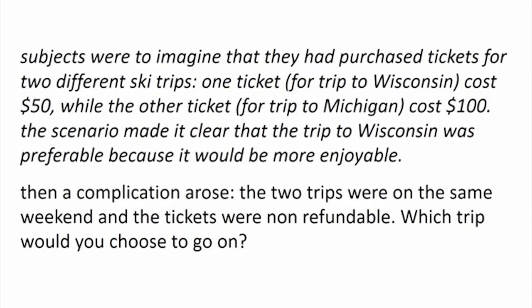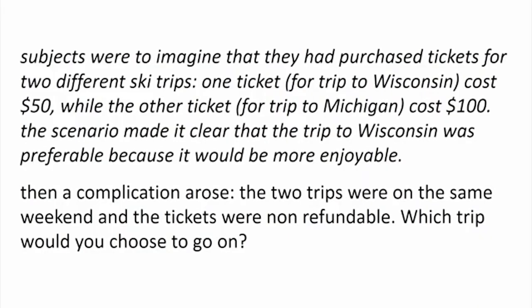So, basically there are 2 trips that you buy a ticket to, both ski trips. One is to Wisconsin and the other is to Michigan. The cost of the Wisconsin ticket is $50, the cost of the Michigan ticket is $100. Both are ski trips, but this information is provided to you that the Wisconsin trip is more desirable, it is more fun, and so it is more preferable. So, now you have decided to go to both the places.